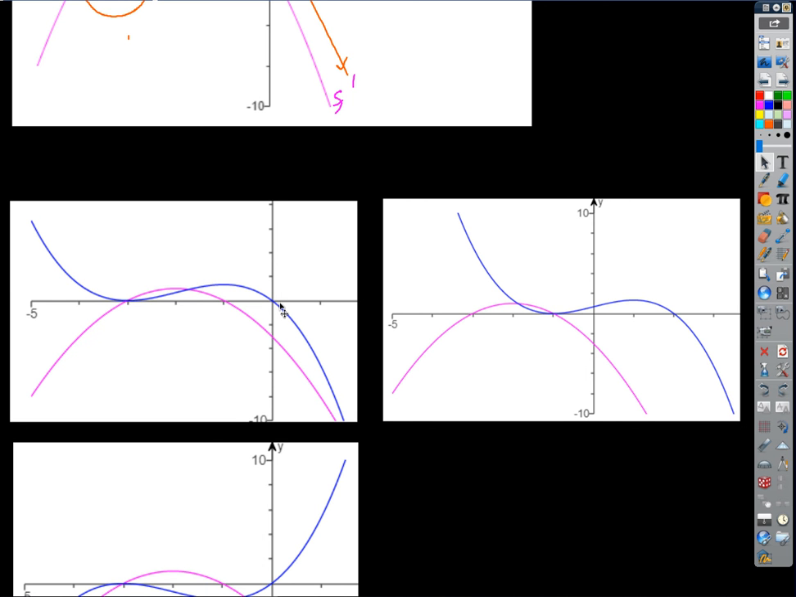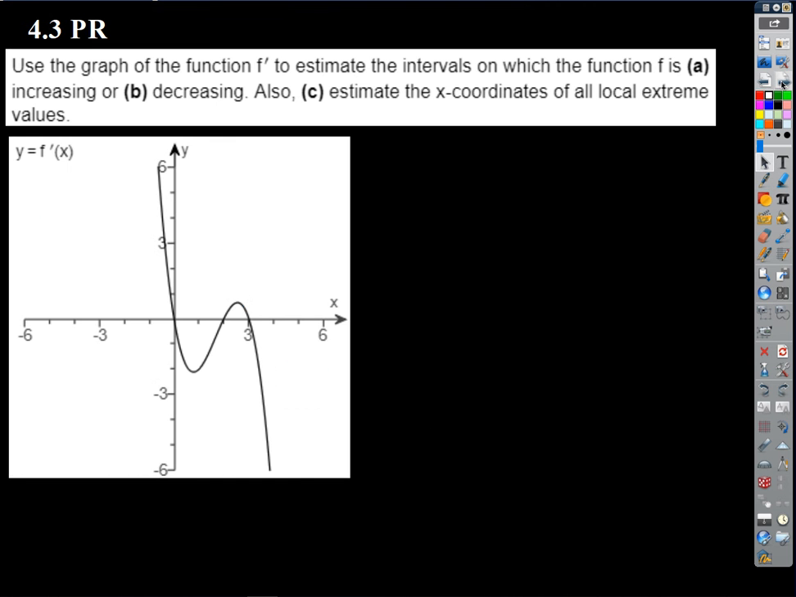Okay. And once again, just make sure you get that the zero of the derivative function, the purple function, corresponds to a horizontal tangent, so a turning point, we call that, right? Minimum or maximum of the blue original function, okay? How about something like that guy? Use the graph of the derivative function to estimate the intervals on which the function is increasing or decreasing, okay?